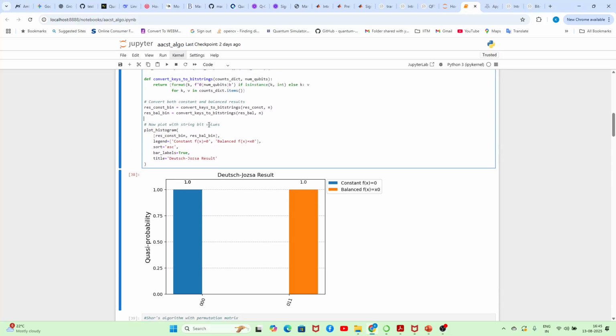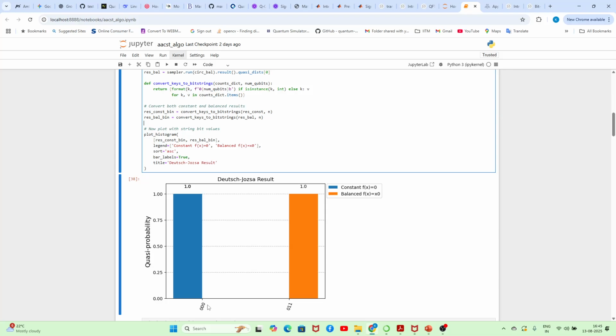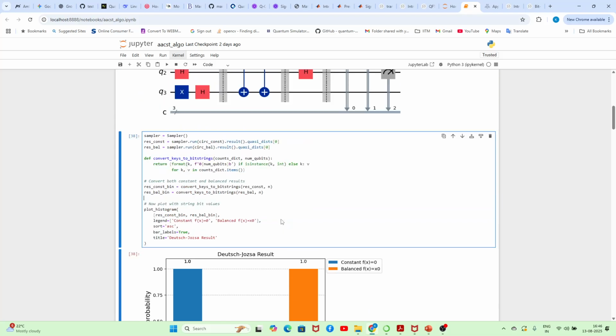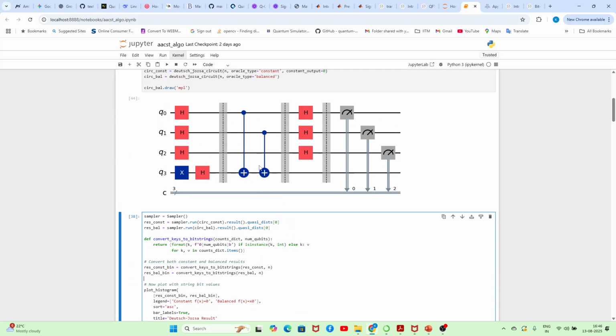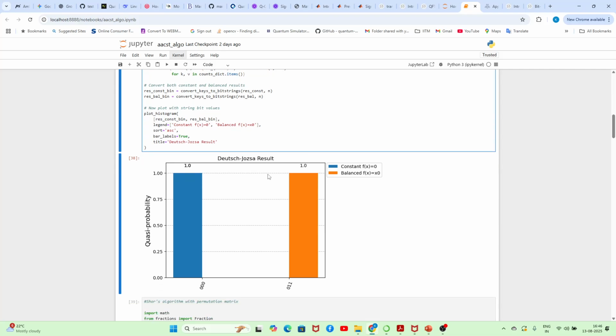When we plot, you can see for a constant function, you get full probability on 0, 0, 0. For the balanced one, you get any non-zero. It can be anything. It can be 1, 0, 1 or all ones. It depends on what function you have used here. Now you can check. 3 qubits means 8 possible inputs. Which 4 give 0 and which 4 give 1, you can find out. These are very simple things and very interesting.